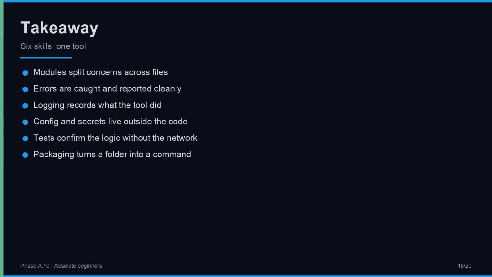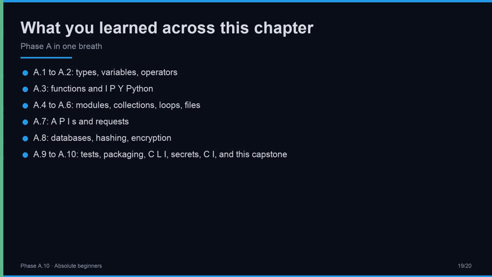Hold the takeaway. The capstone brought 6 skills together into one small real tool. Modules split concerns across small files, each with one job. Errors were caught and reported with clear messages and exit codes. Logging recorded every important step. Configuration and secrets lived in the .env file, never in the source. Tests confirmed the logic without touching the network. And packaging turned a folder of files into a real command. This is the shape of every serious Python project you will ever build. 6 habits, professional shape.